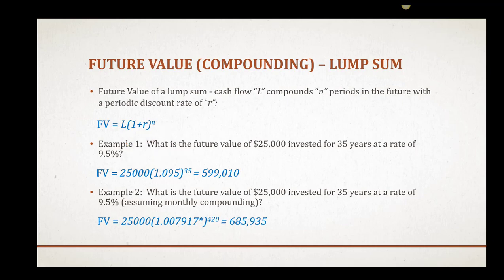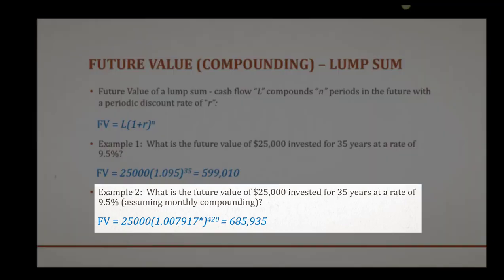Now, no, we're not taking $25,000 times 1.095 and then raising all of that business to the 35th power. It's the 1 plus r. It's that piece in parentheses that's doing the exponent. So just a quick order of operations sidebar there. So if we do that calculation, we can do it without using any special kind of calculators, and we'd come up with $599,010.